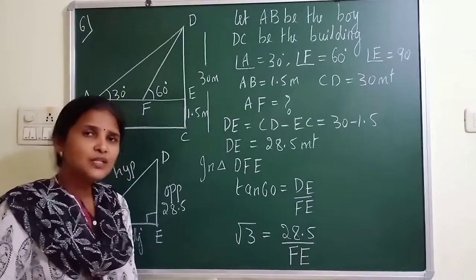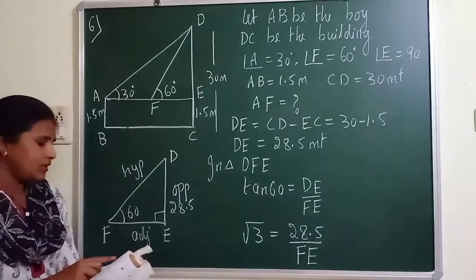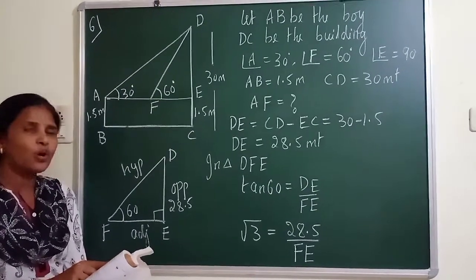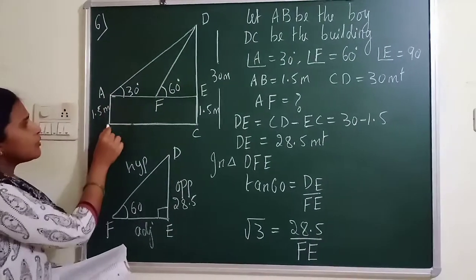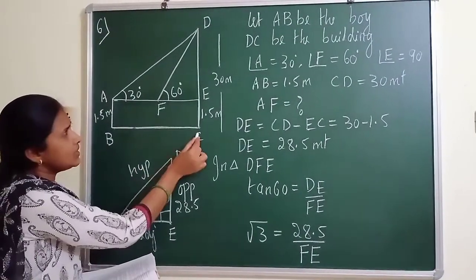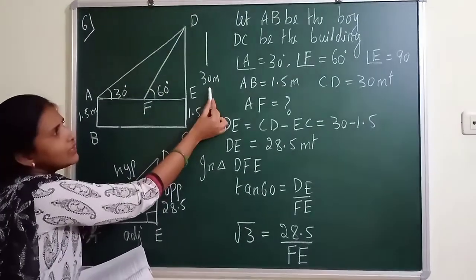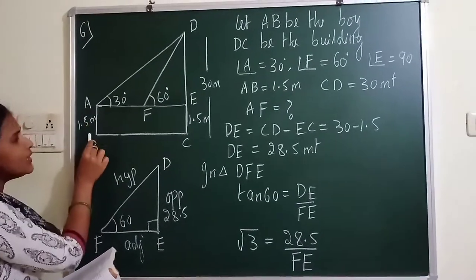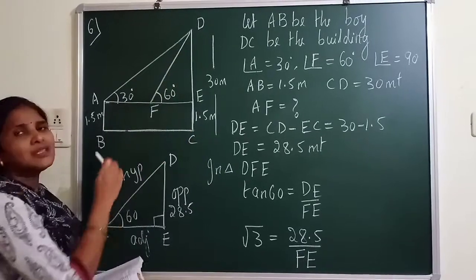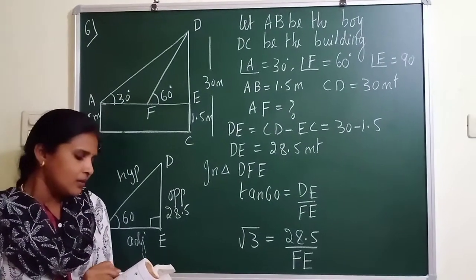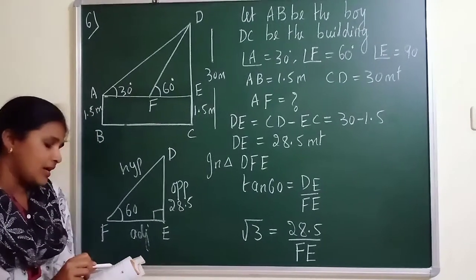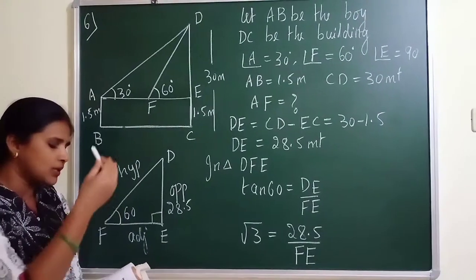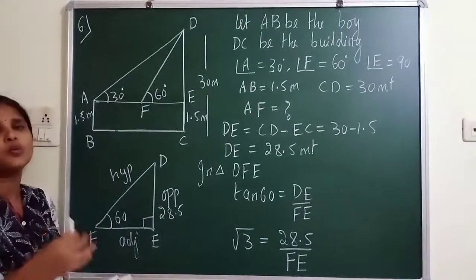Now let us move to the sixth question. Here is the diagram. You can see a 1.5 meter tall boy standing at some distance from a 30 meter tall building. Here AB is the position of the boy standing on the ground, BC is the distance, and CD is the height of the building, given as 30 meters. He has given that the angle of elevation from his eyes to the top of the building increases from 30 degree to 60 degree as he walks towards the building. Find the distance he walked towards the building.